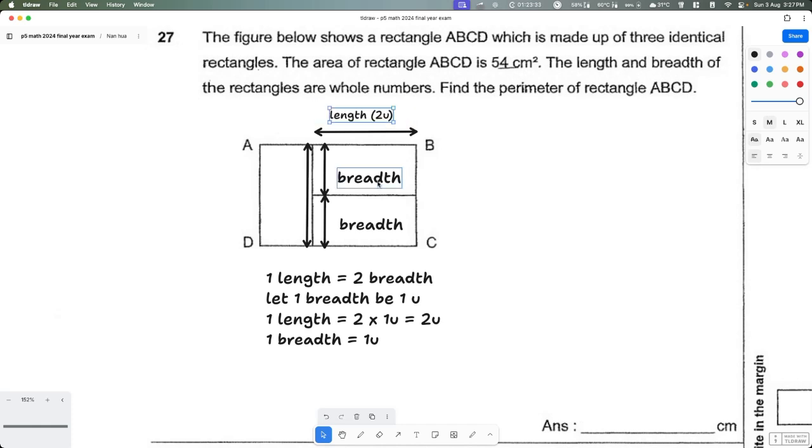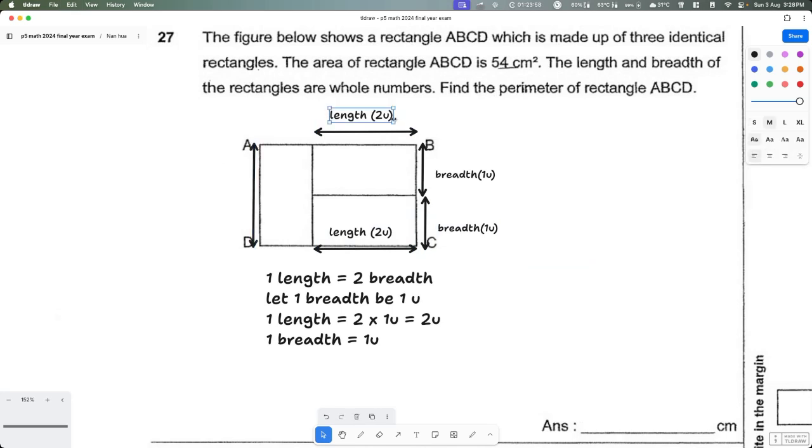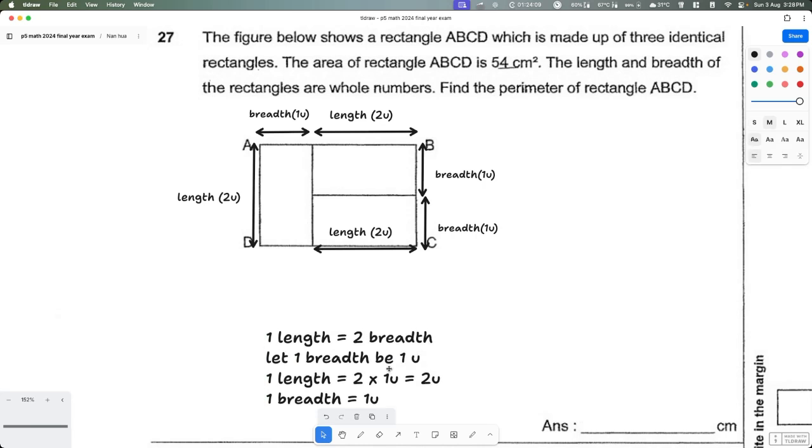I'm going to make it smaller so that everything fits in nicely. So one breadth over here is 1 unit. I'm just going to copy and paste. So this is one breadth, this is one breadth. This is one length, this is one length as well, and then this is one length as well. I think you can see the pattern, right? So I'm going to put an arrow over here. This is one breadth, and I'm going to put it at the bottom as well.